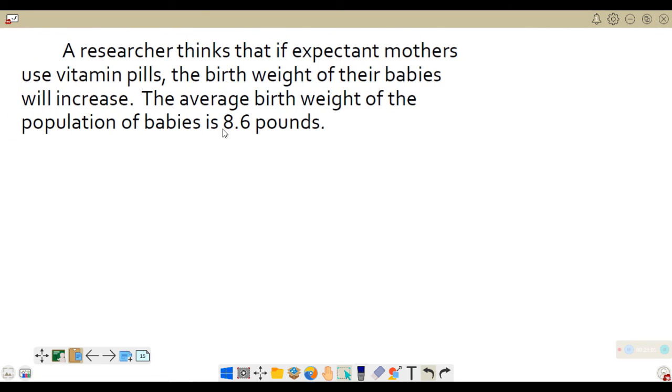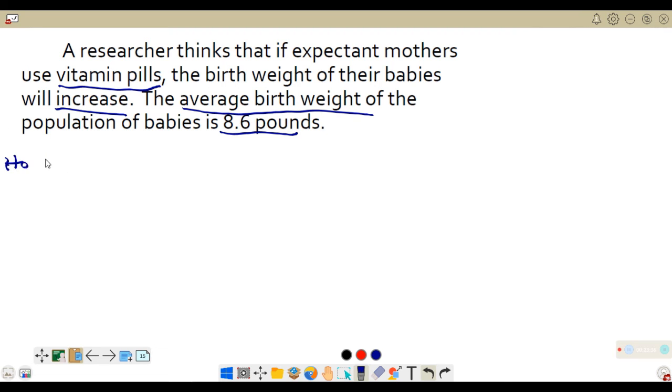A researcher thinks that if expectant mothers use vitamin pills, the birth weight of their babies will increase. The average birth weight of the population of babies is 8.6 pounds. So, may keyword tayo dito. Maghanap tayo ng keyword. Ang sabi niya, increase. Kung ang average birth weight ng babies ay 8.6 pounds, ang bagong theory natin, pag nag-vitamins ang mothers, mas magiging mataas sa average weight na 8.6 pounds yung weight ng babies.